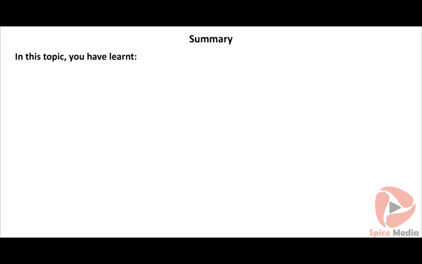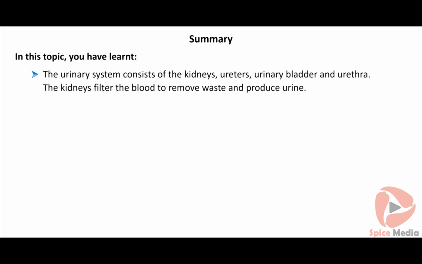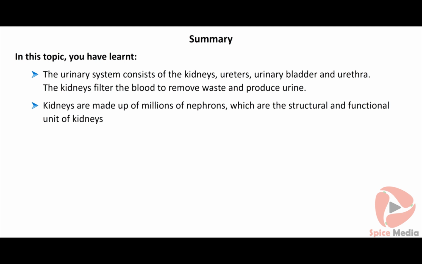In this topic, you have learned the urinary system consists of the kidneys, ureters, urinary bladder, and urethra. The kidneys filter the blood to remove waste and produce urine. Kidneys are made up of millions of nephrons, which are the structural and functional units of the kidneys.